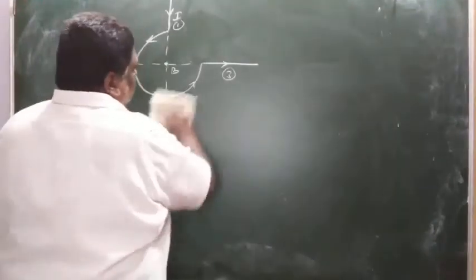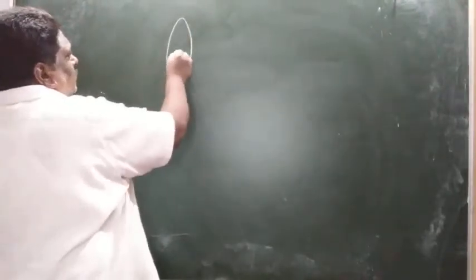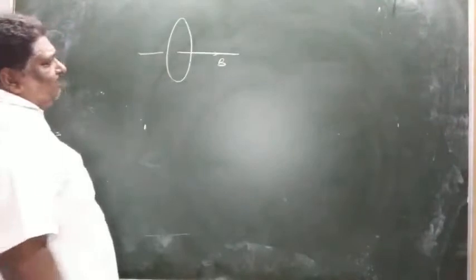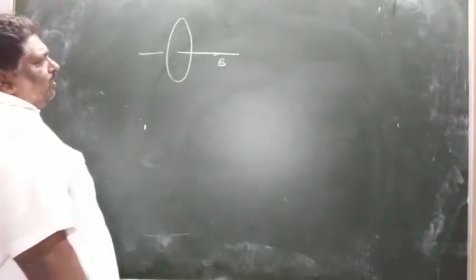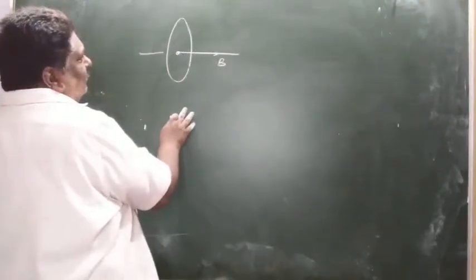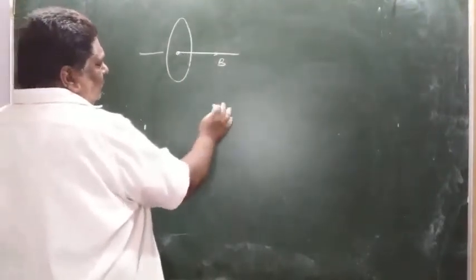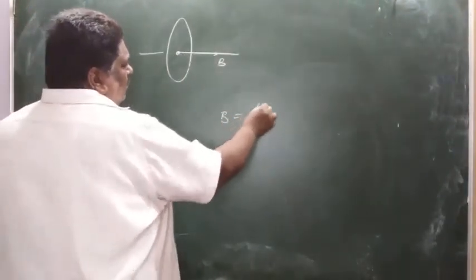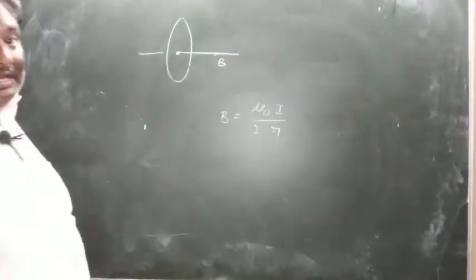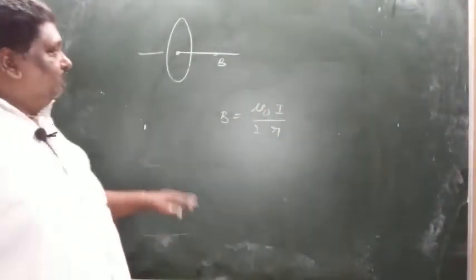Next, this is most important for the exam. One circular coil is there. Here at the center, B is the magnetic field. What is the magnetic field? B is equal to mu naught I by 2r. For a circle, pi does not come, remember.